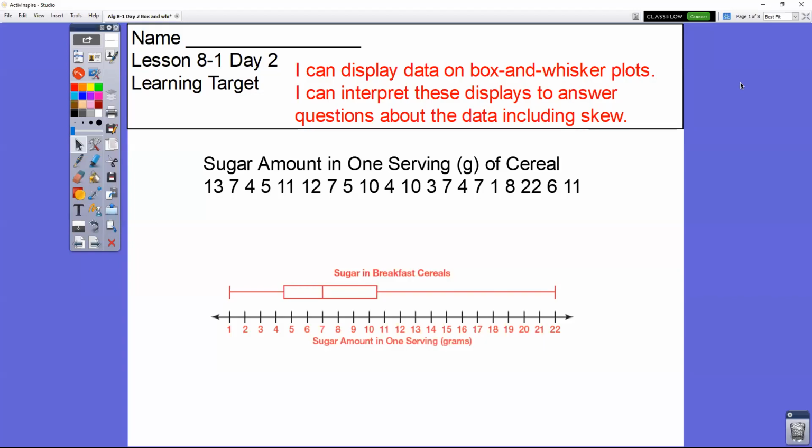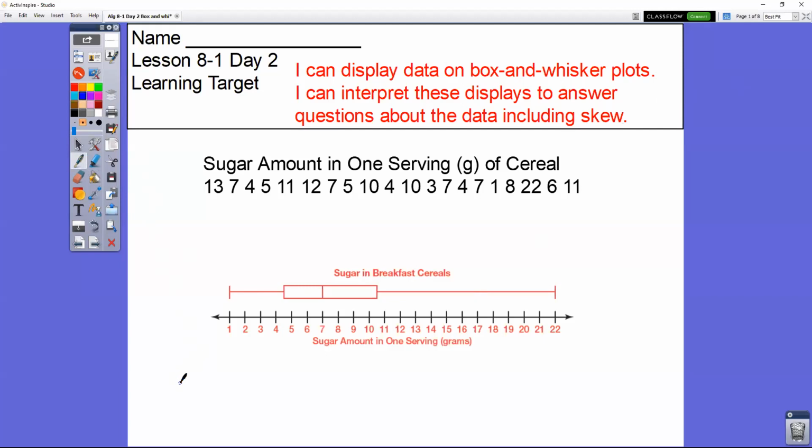This is the lesson for 8-1, day 2. What we're talking about today mostly is box and whisker plots and then something called skew. Down below here is an example of a box and whisker plot.